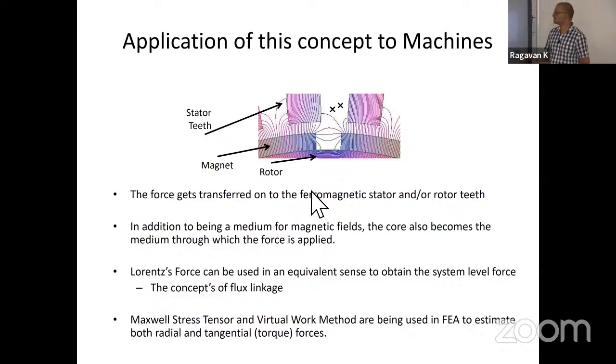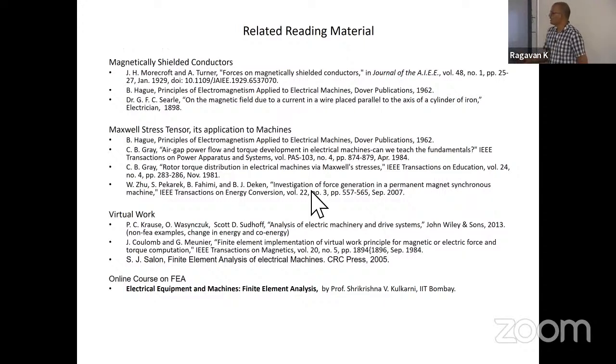Yeah, that ends my presentation. I just gave you an insight into magnetic forces. If you want to read more and understand more in this area, some of the references are here. I'll share these slides with you. You can look at them. So, magnetically shielded conductors, how much force? If there is any saturation, then only some force gets transferred onto the shell and some remains on the conductor. There are such publications in the literature.